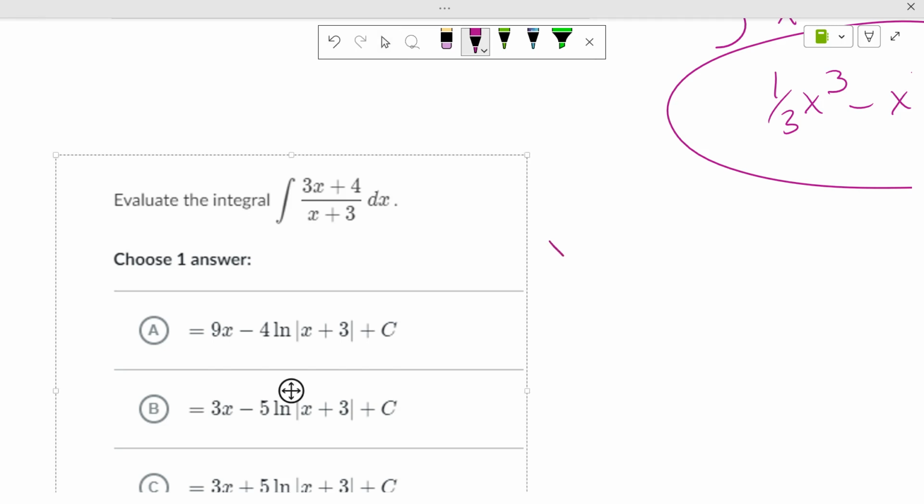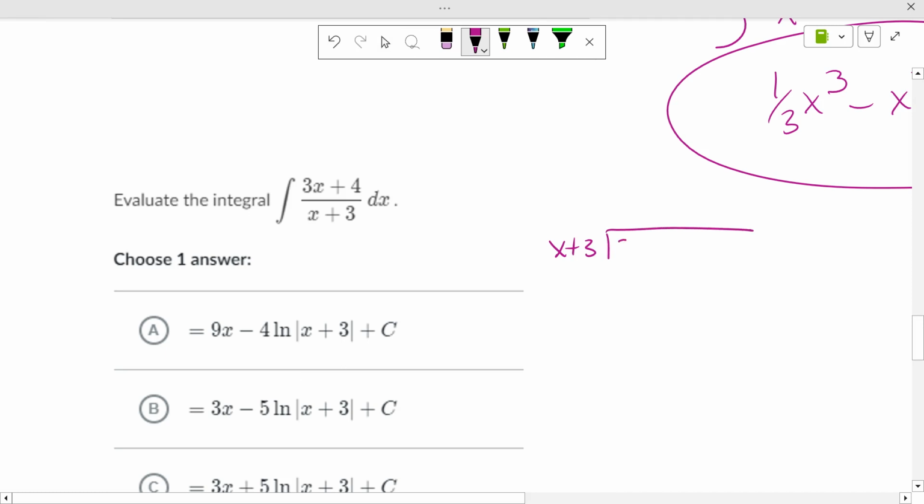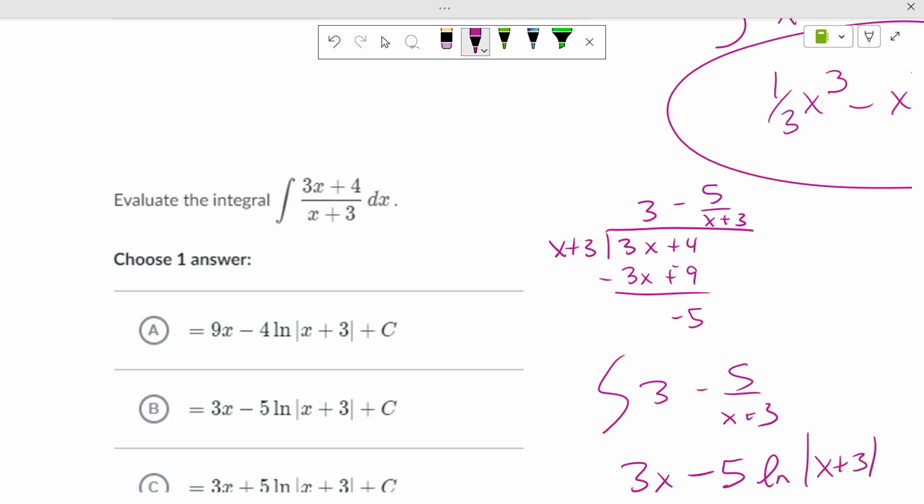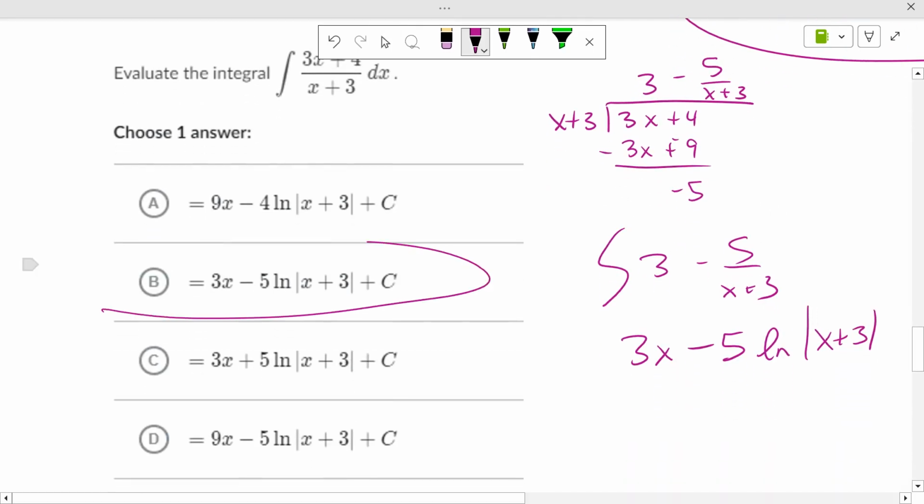So we go x plus 3, and then 3x plus 4. What times x is 3x? 3. And then we get 3x plus 9. Change the signs in the bottom row and then add. You get negative 5. So it's minus 5 over x plus 3. What's the integral of 3? So it's 3x minus 5 times the natural log of x plus 3. Are we good with that?